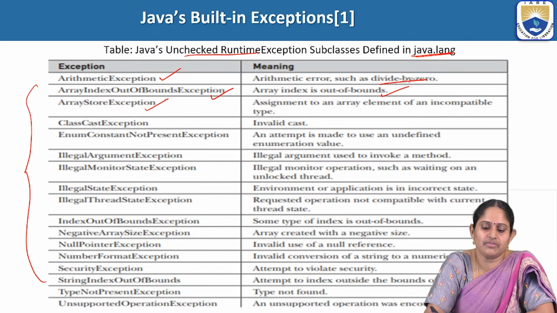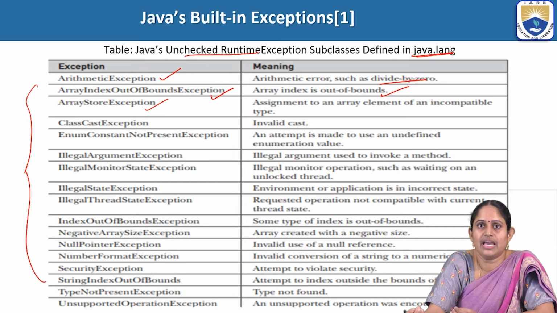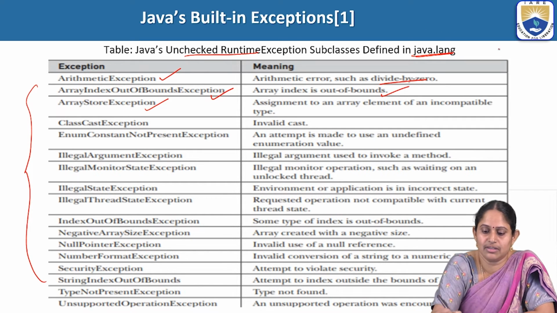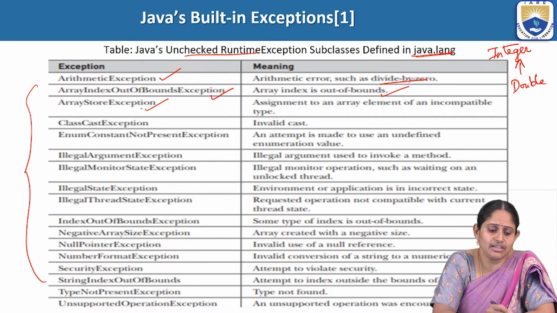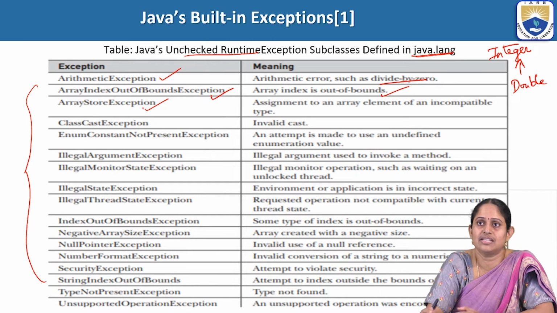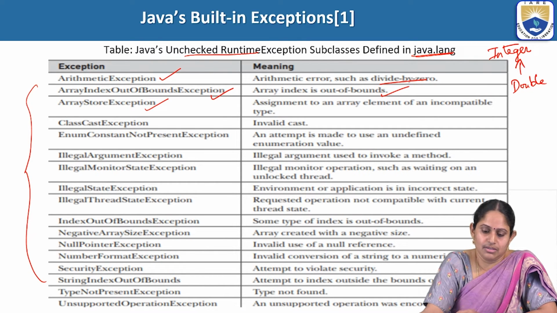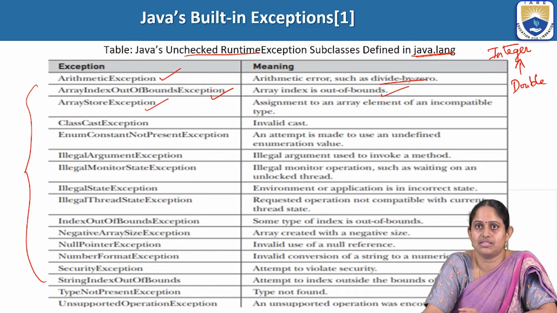Next, array store exception will be thrown when we try to assign an array element of an incompatible type. For example, let's say we have an Integer wrapper class object, and into this we are trying to store a Double wrapper class object. Then it will throw an array store exception. Or you have an integer type array and you are trying to store a string into that, it will throw an array store exception, because you are trying to store an element of incompatible type.